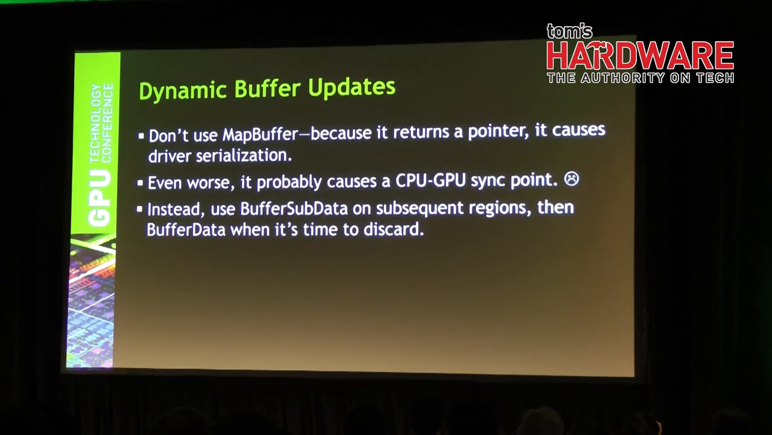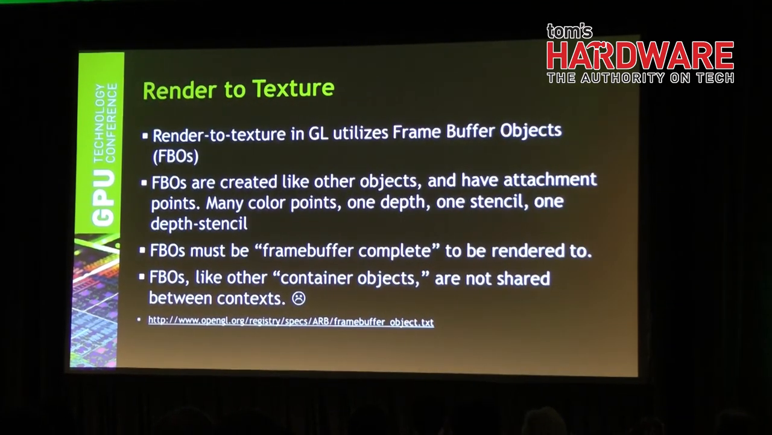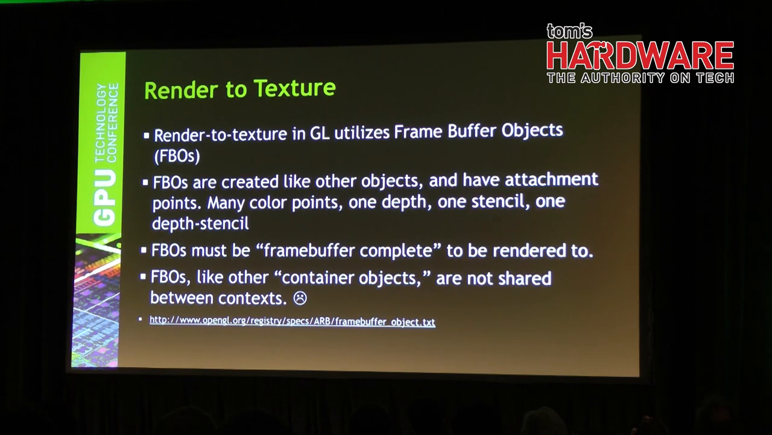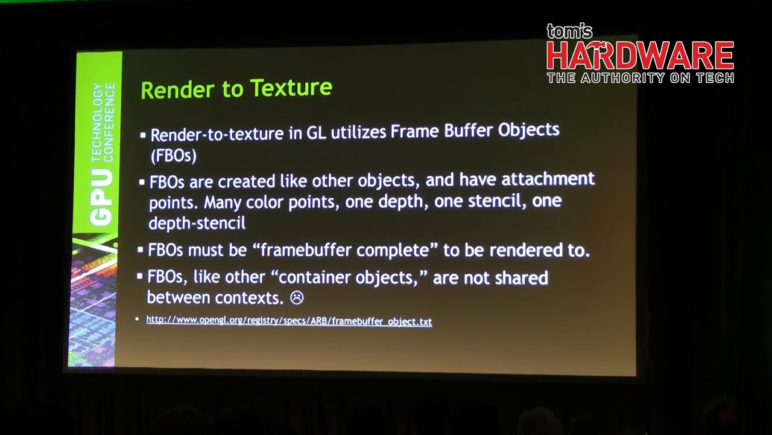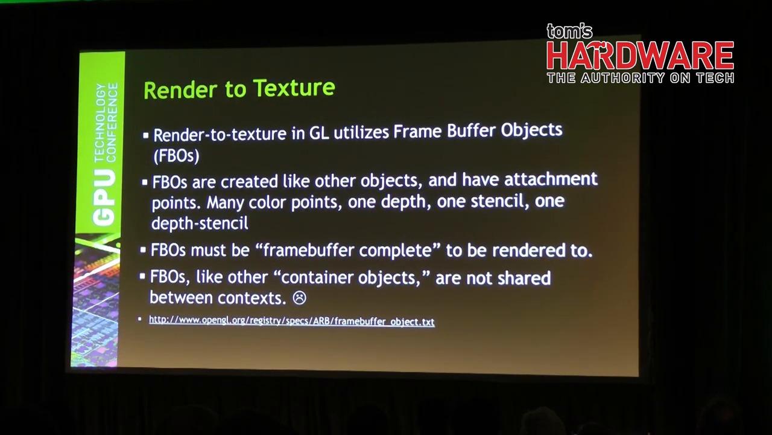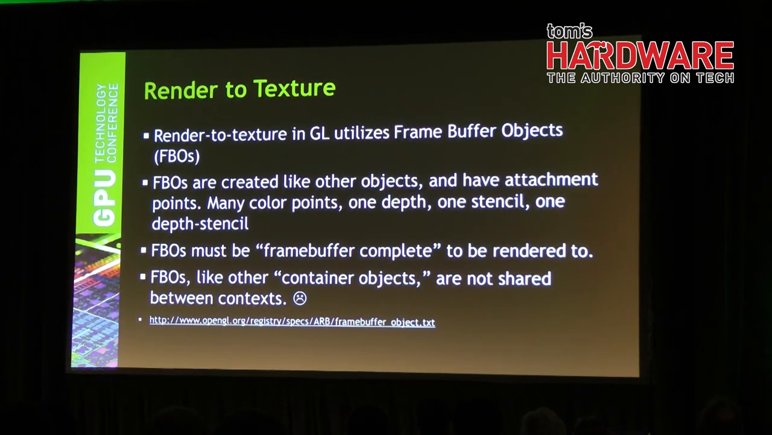It's much faster. When we do render to texture in GL, that's another common thing for D3D people. Render to texture in GL utilizes these things called frame buffer objects. And frame buffer objects are created just like other things. They have attachment points. You can attach color targets, and there's a depth and a stencil and a depth stencil attachment point. They have to be frame buffer complete to be rendered to.